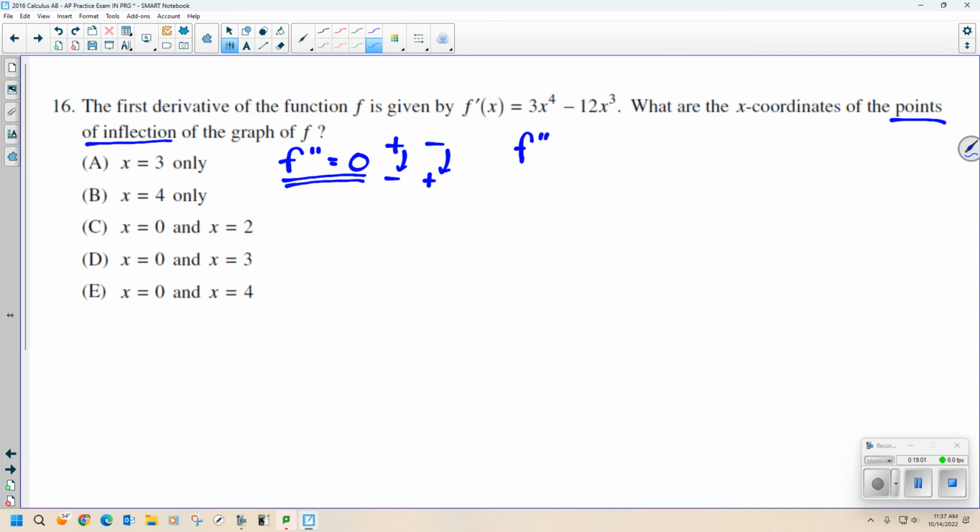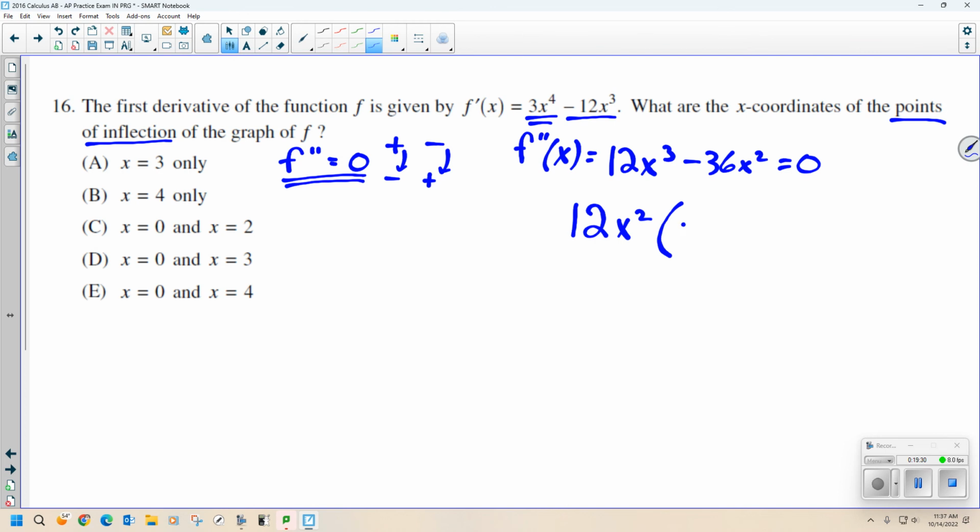The second derivative of f of x becomes 12x cubed minus 36x squared. Set that equal to 0. Factoring never goes away. I tell that to my Algebra 2 kids, I tell that to my pre-calc kids, and I tell that to my AP Calculus kids. Let's factor out a 12 and then x squared. That leaves us with x minus 3.